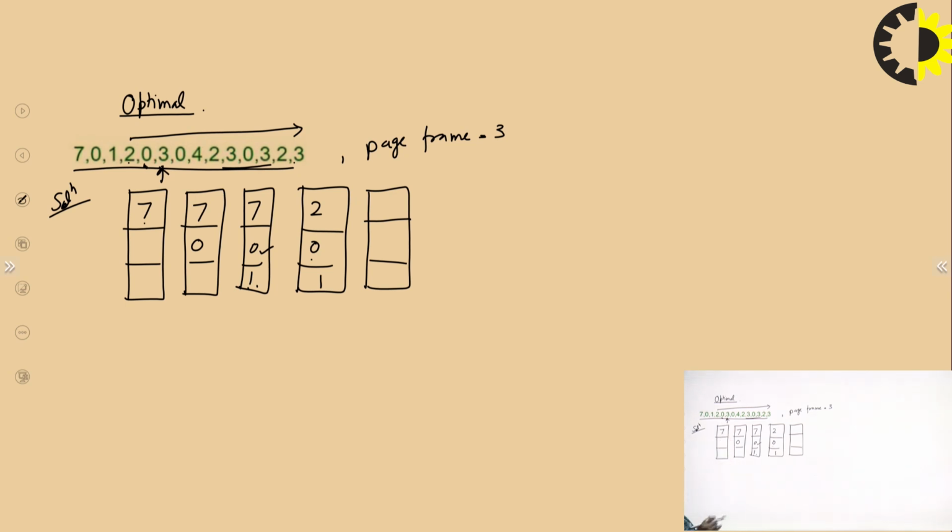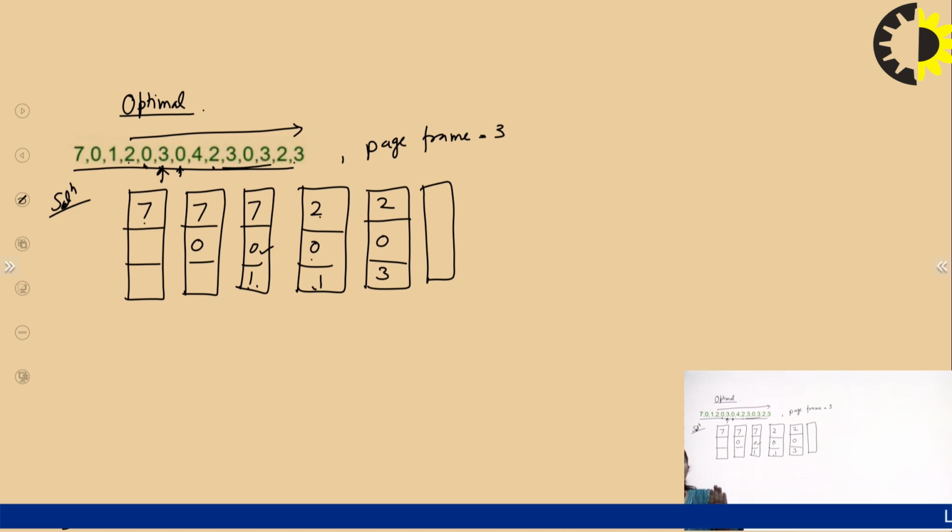Now the 3. Which particular value should be replaced? Now you can see here, 2 will come, 0 will come in the future, but the 1 doesn't come. So you can replace the 1 by 3, giving 3, 0 and 2. Only you have to remember that in LRU you go to the previous side, or you can say the backward side, and in the optimal you have to take the optimal prediction of which page frame can be used in the future.